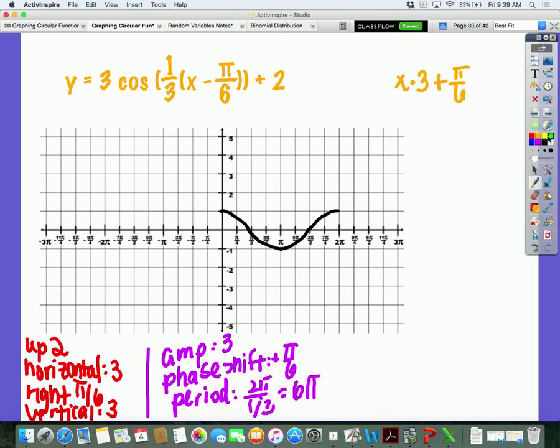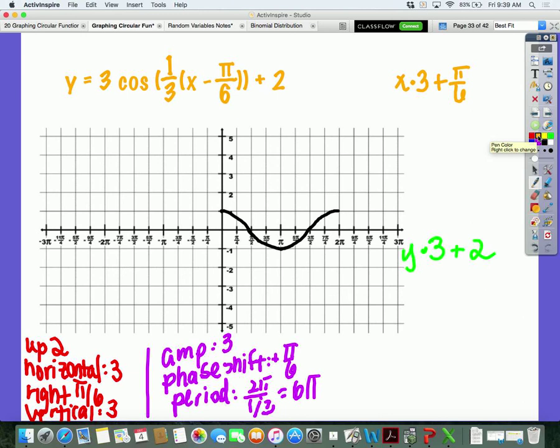And then what about my y's? What am I going to do to my y's? Multiply by 3, which is my vertical stretch, and go up 2. Now, if you want to make a table and find all of those values first before you plot them, you can do that too. That's just another way you can do it instead of taking it from the original graph.